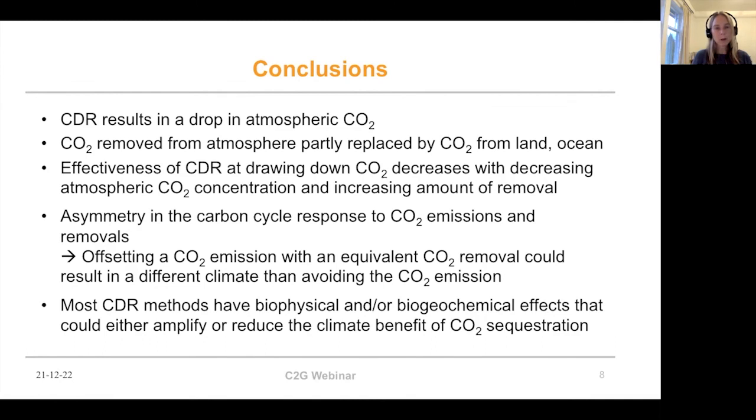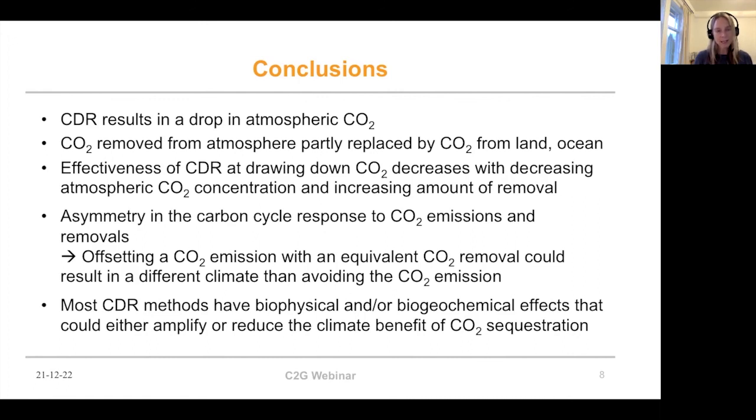And now some conclusions. CDR results in a drop in atmospheric carbon dioxide concentrations as intended, but not all of the CO2 removed remains out of the atmosphere, because the CO2 that is removed is partly replaced by release of CO2 from the land and the ocean. Also, the effectiveness of CDR at drawing down atmospheric CO2 is not constant, but decreases with decreasing atmospheric CO2 concentration from which CDR is applied and increasing amount of removal.